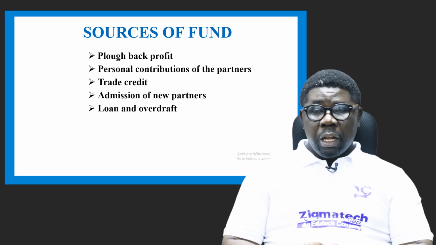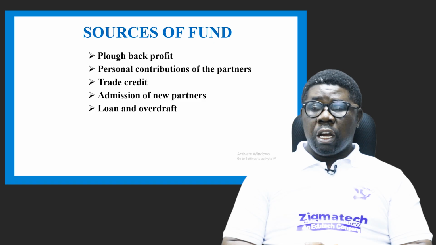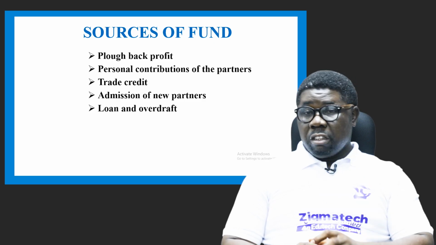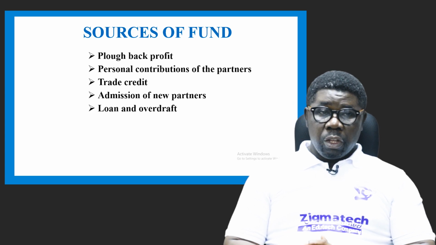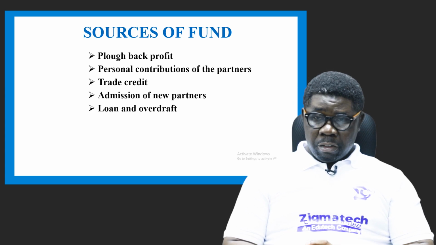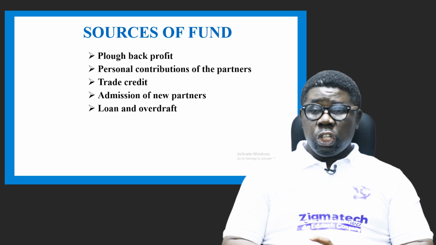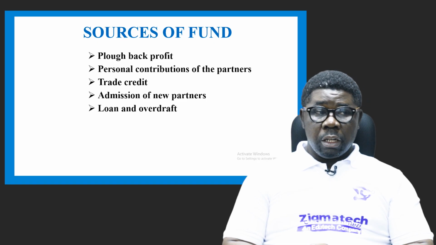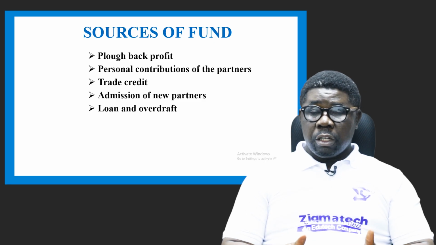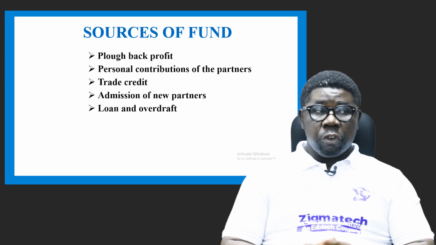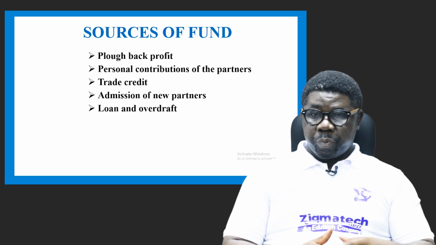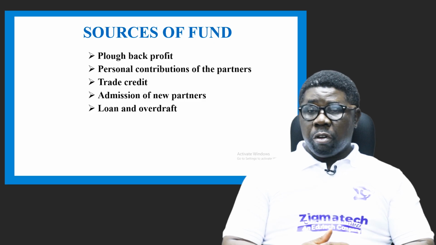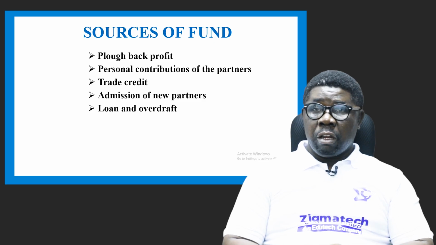Okay, so partners or partnership business can access funds through what we call the clawback profits, or you can call it retained profit or earnings. The proportion of the profit that was not shared among partners but reinvested into the business can serve as a source of finance or fund for the business, meaning it's actually reinvested profit. So that serves as a source of fund to increase business funding.